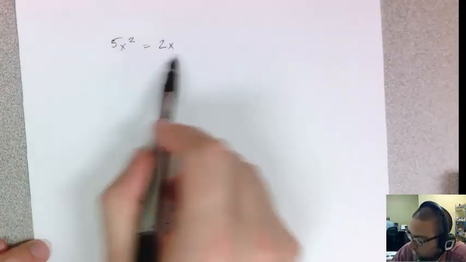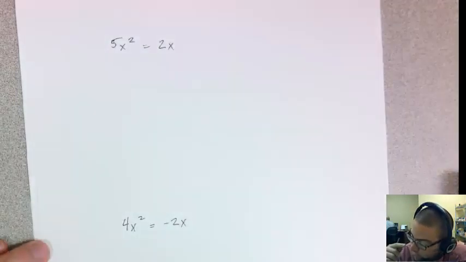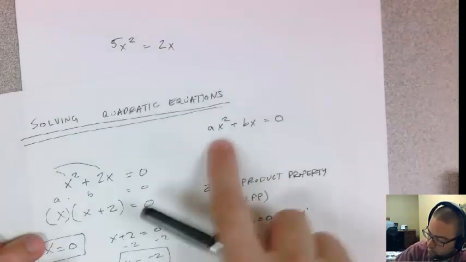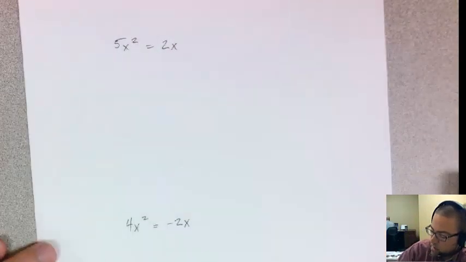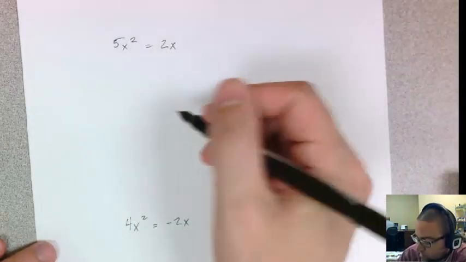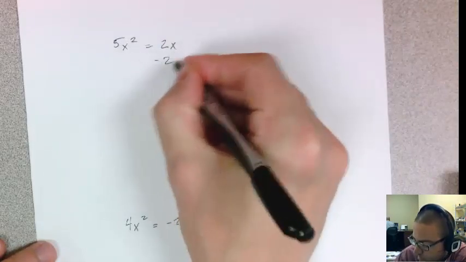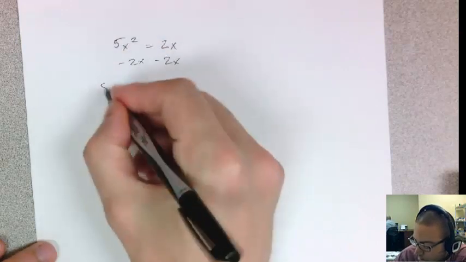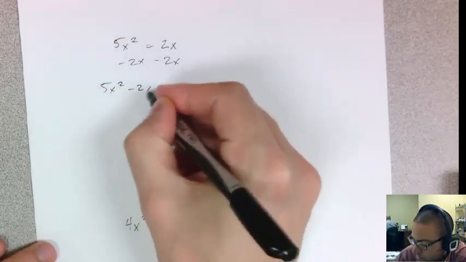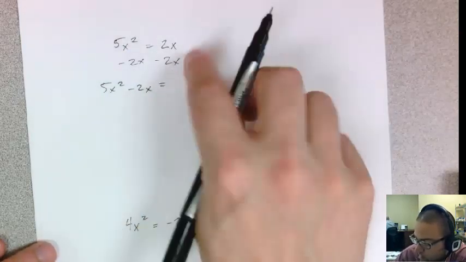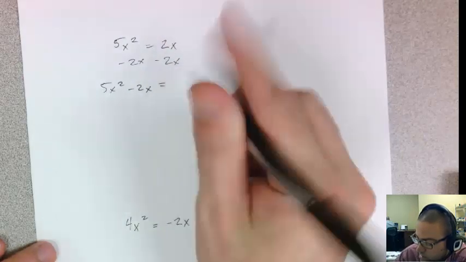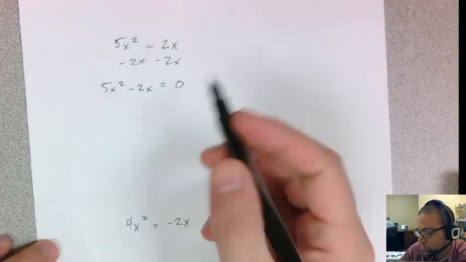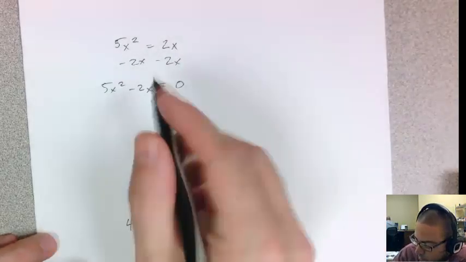So this time it's not equal to 0, but I can modify this equation so that it looks like this again, right? So I just move this to the other side by subtracting 2x from both sides. And these don't combine, right? So this is just 5x squared minus 2x on this side of the equation. And 2x minus 2x is just 0. So now it looks like that type of equation that I was working with before. I just modified it a little bit.